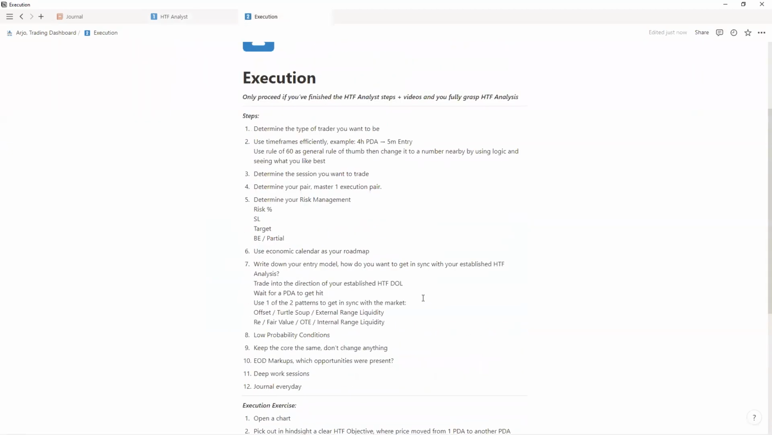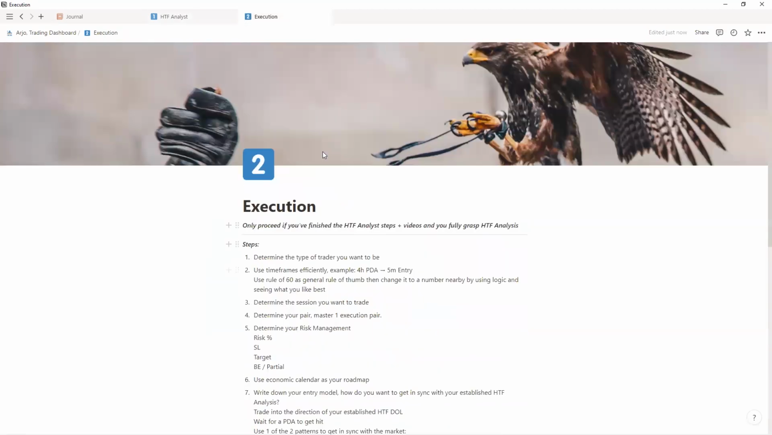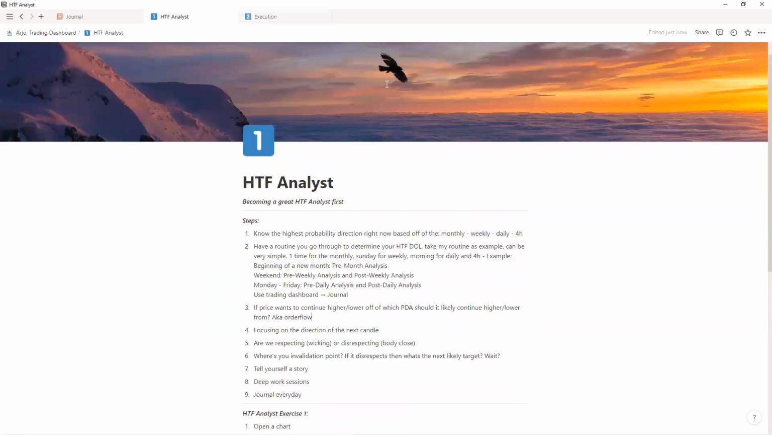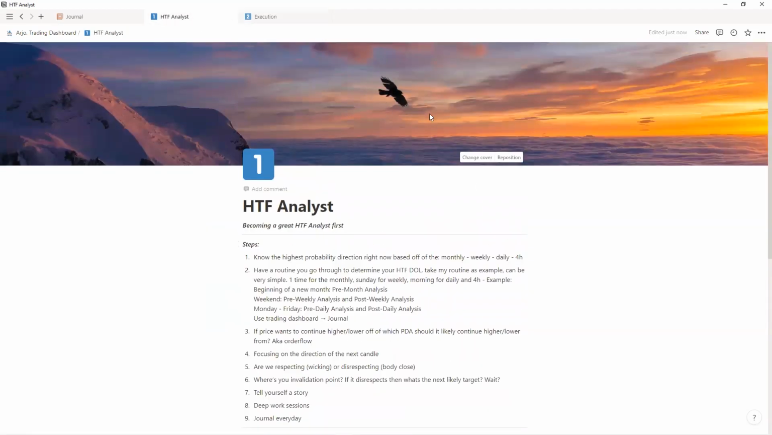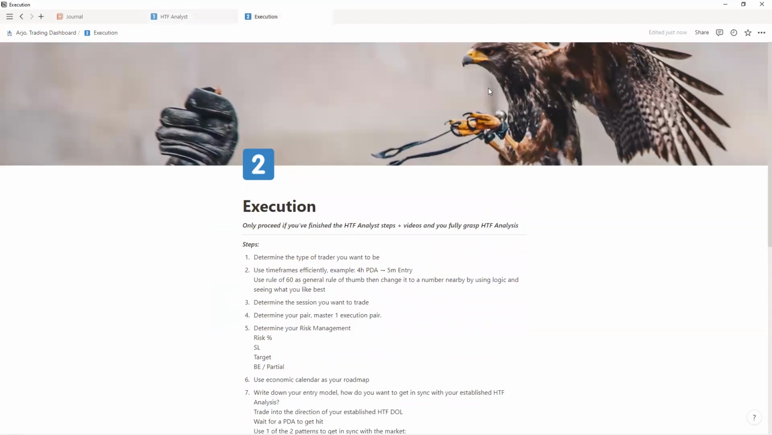Execution, the next topic as well. If you've noticed, I've made this one an eagle flying above, this one an eagle executing. The reason I did an eagle is that I actually got the question today as well in the Discord. I don't know if you saw. Should I use a higher time frame analysis? Should I do it? If you think about it, that's why I chose the eagles.